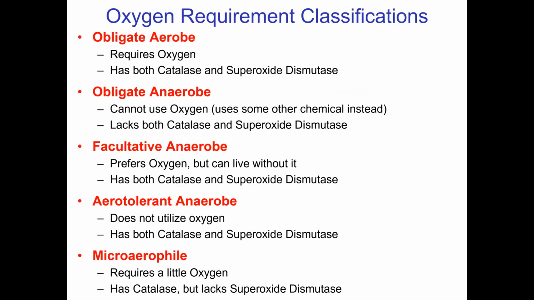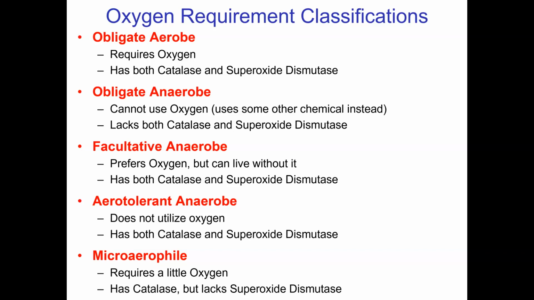So considering these two criteria, okay, how do they make ATP and do they have these enzymes? You end up with 5 different classifications. So obligate aerobes are like humans. We need oxygen to survive. We can't live without it. And we produce both of those enzymes. We have to, right? We live in the presence of oxygen.